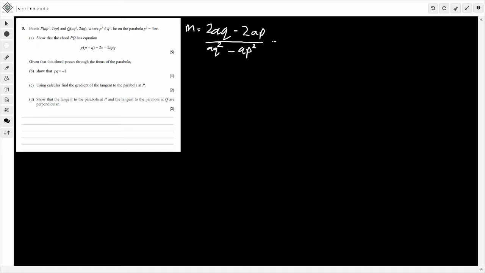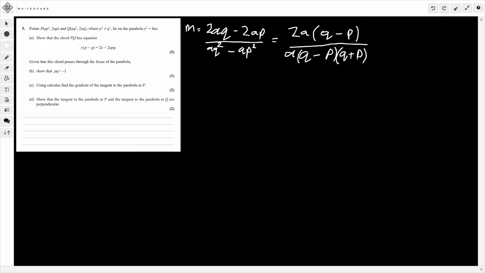Now we just need to factorise, so we can factorise a 2a on the top, so it's going to be 2a times q minus p. And can we factorise the denominator? Well, we can factorise out an a to give q squared minus p squared in a bracket, which is a difference of two squares. So that's going to be a times q minus p times q plus p.